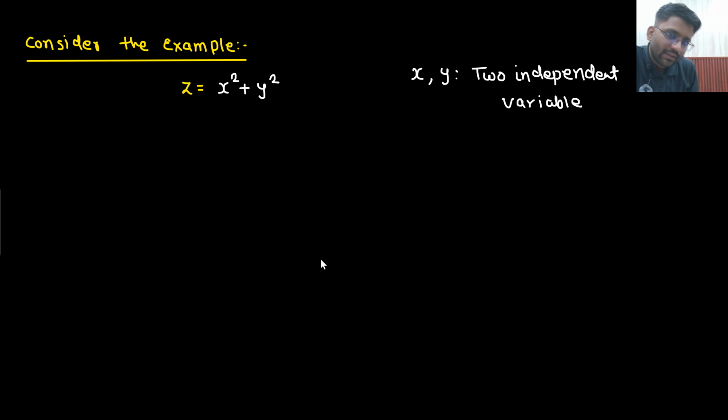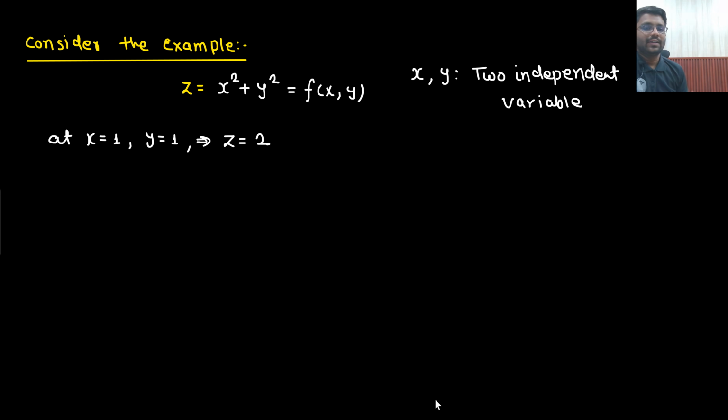What does that mean? That means that if x says that I am taking value 1, then y will say I don't care. Y can take any value, and x will also say that you can take any value. That means x and y are independent to each other. If x is taking value 1, let's just say y is also taking value 1, then what will be the value of z? Value of z will be 2. So if x says I am 1, y says I am 1, then z has to be 2. So z is a function of x and y. Is that clear to you?